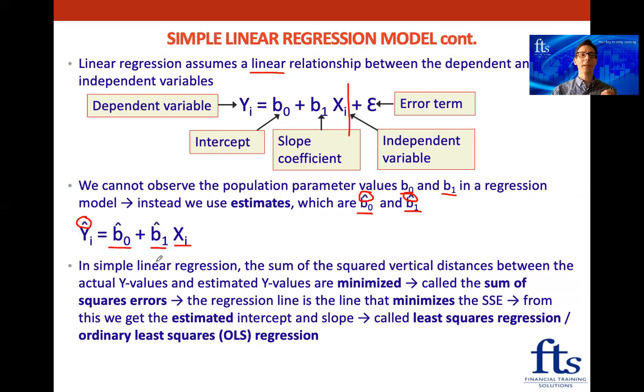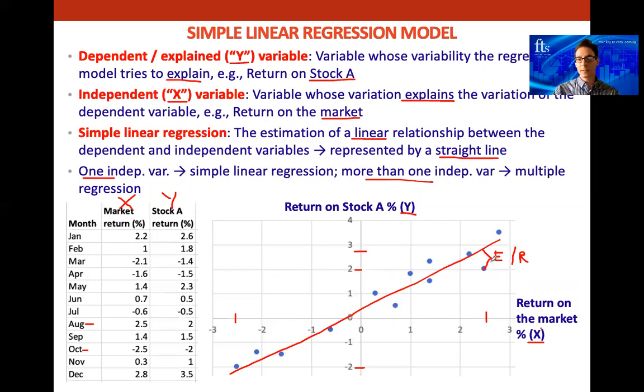So here we go. Now, because we did all that hard work on the previous slide, we can actually go through this quite quickly. So in simple linear regression, the sum of the squared, that's what I was emphasizing just now, the sum of the squared vertical distances between the actual y values and the estimated y values, they are minimized. So if we just go back there one last time, we're looking at the squared vertical distances between our actual y value and our estimated y value. So we're going to take these squared distances for each and every observation, right? Not just for this one, but for all of them.